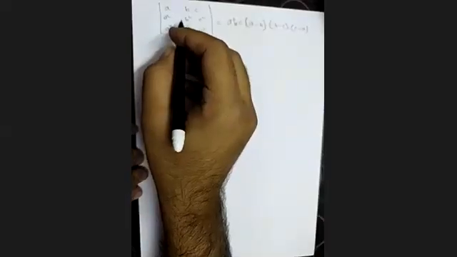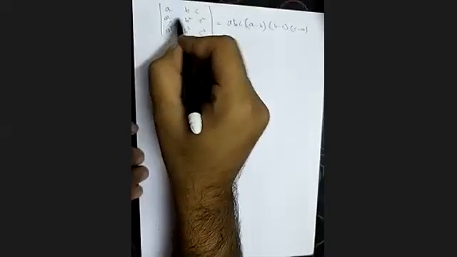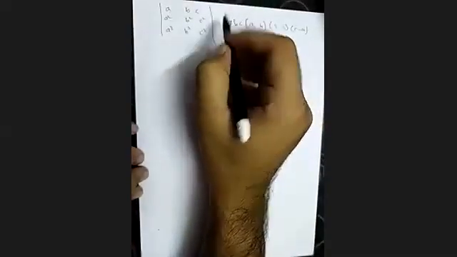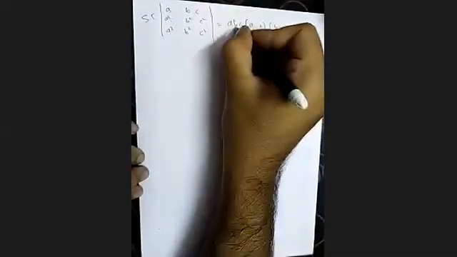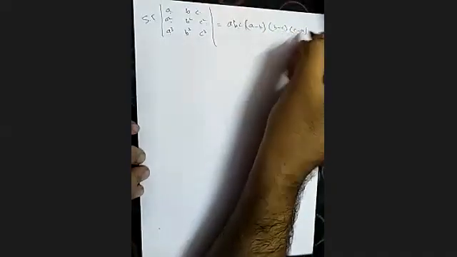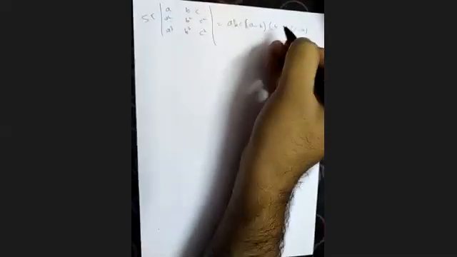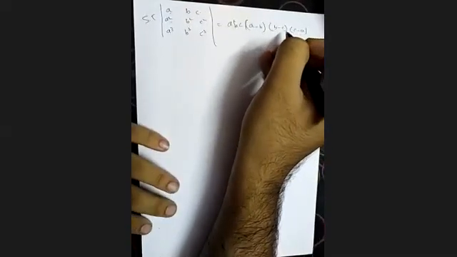In this question, as you can see, we need to find a, b, c, a square, b square, c square, a cube, b cube, c cube. We need to show that this determinant is equal to abc into (a minus b) into (b minus c) into (c minus a).